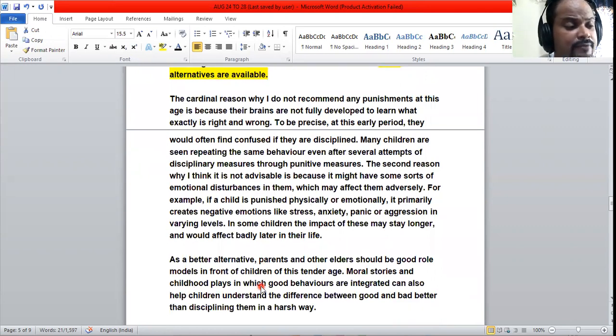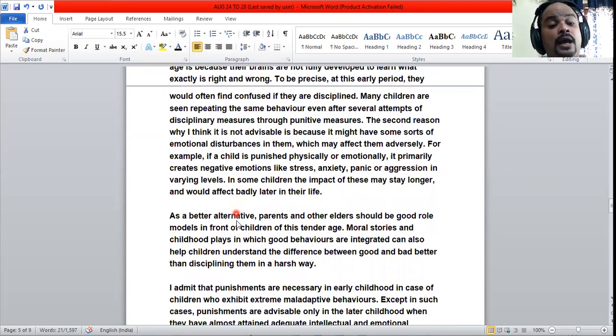As a better alternative, parents and other elders should be good role models in front of children of this tender age. So we have two negative effects if I punish them. The cardinal reason is their brains are not fully developed. The second reason, it will cause some emotional disturbances in them. We have a better alternative. Parents and other elders should be good role models in front of the children at this tender age.